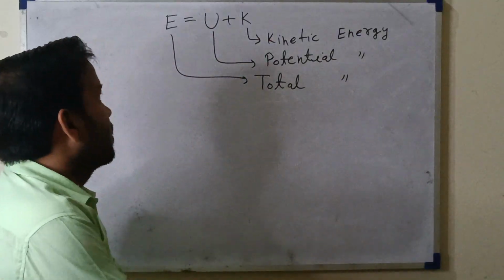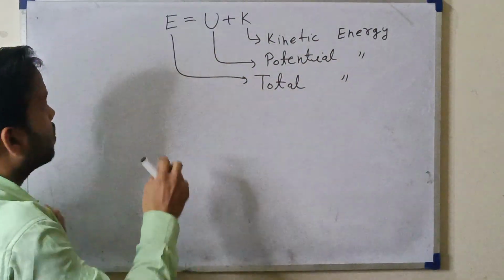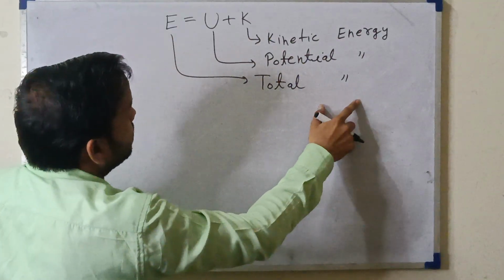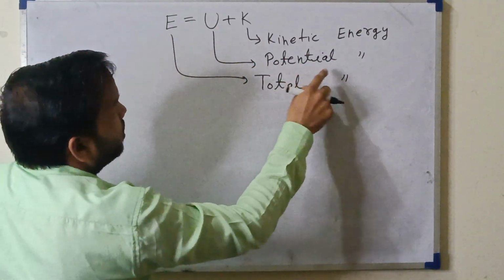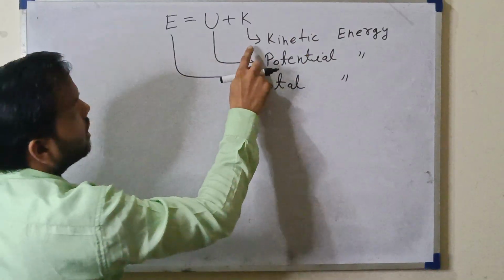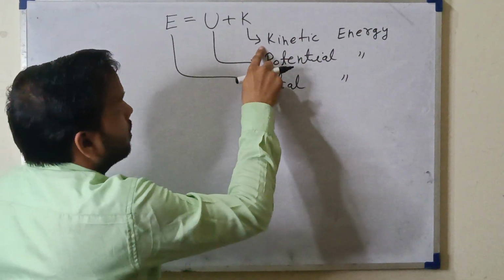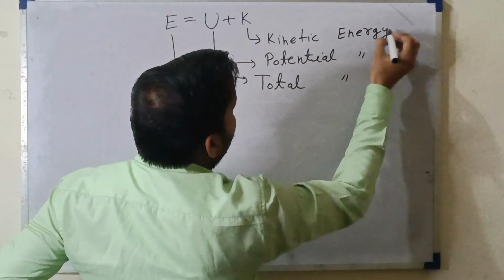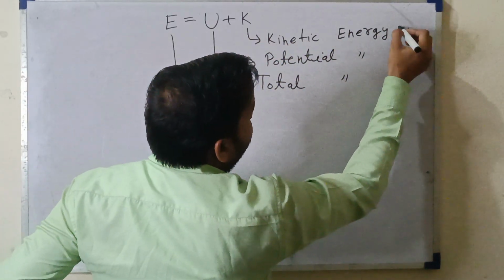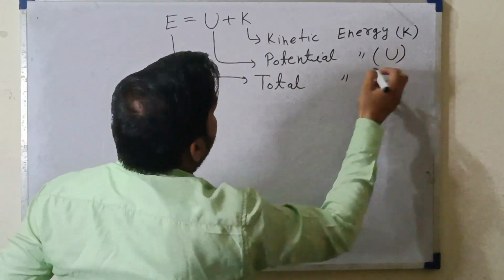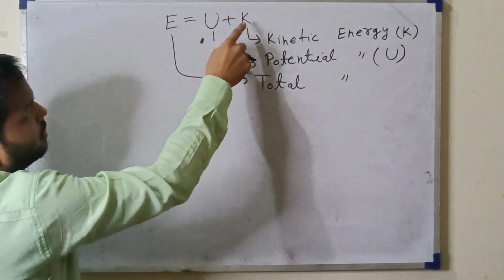Okay, you must have seen this in your book. E is equal to U plus K, where E is total energy, U is potential energy, and K is kinetic energy. The term kinetic energy is stored as K, potential energy U. We wrote here.